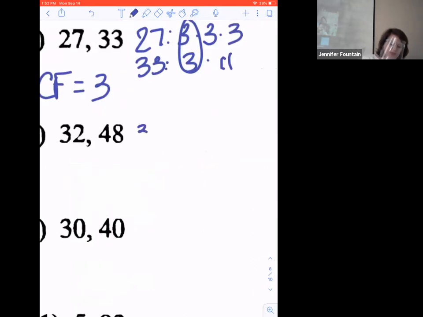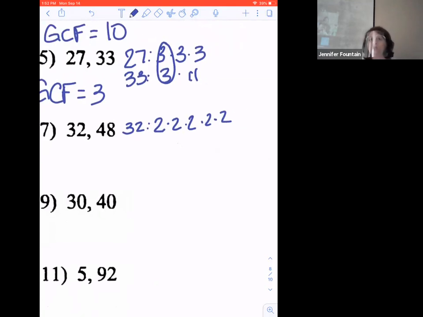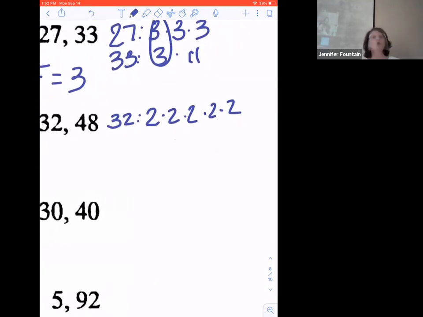Let's look at 32 and 48. What is my smallest prime factor of 32? 2, and that's 2 times 16. Now we have to break down 16. Smallest prime factor of 16? 2, and that's 2 times 8. Smallest prime factor of 8? 2, and that's 2 times 4. And 4 breaks down to 2 times 2. I want to make sure I wrote enough 2's, so I check it: 2 times 2 is 4, 4 times 2 is 8, 8 times 2 is 16, and 16 times 2 is 32.